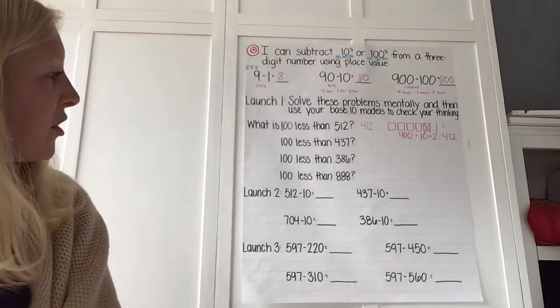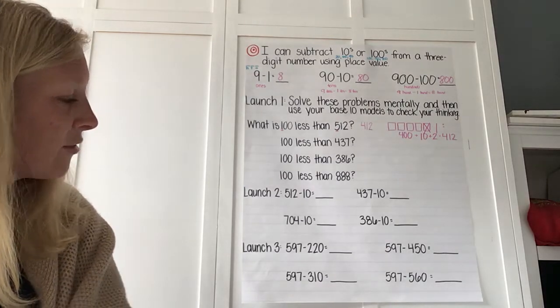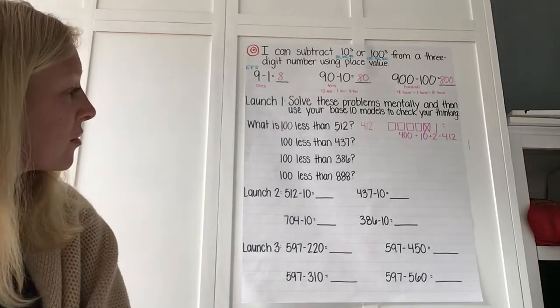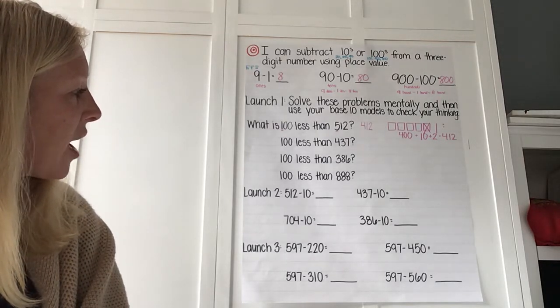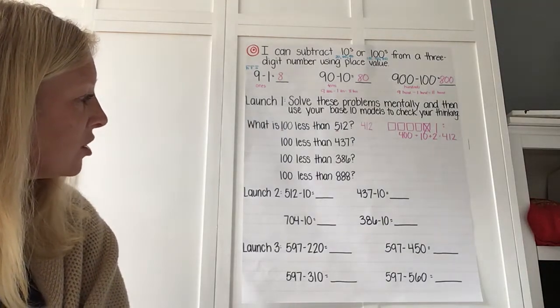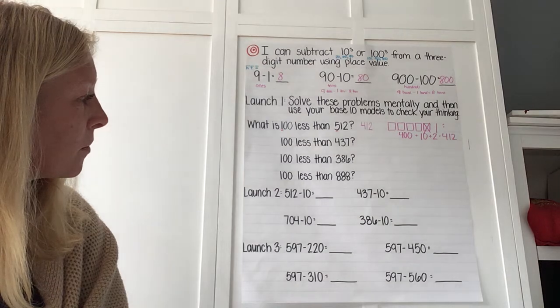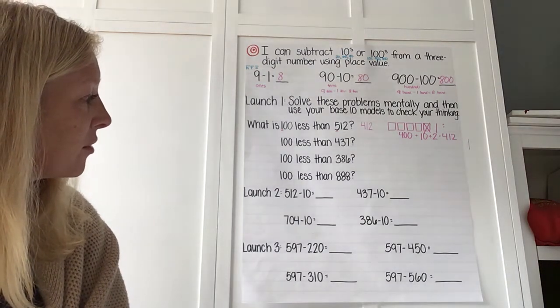When you're showing 386, how many hundreds are you going to have? And so how do you show 100 less than that? Will your 8 and your 6 change? How can you show that in your model?